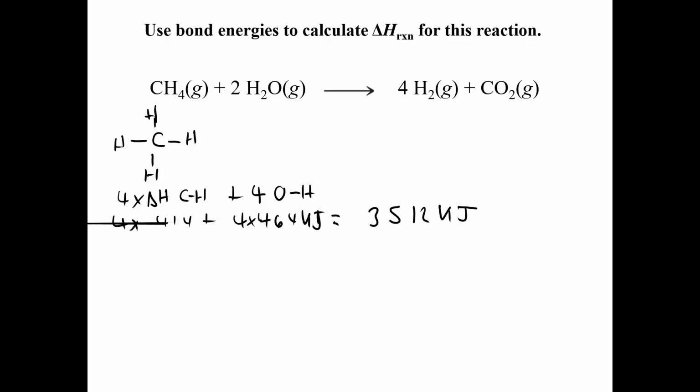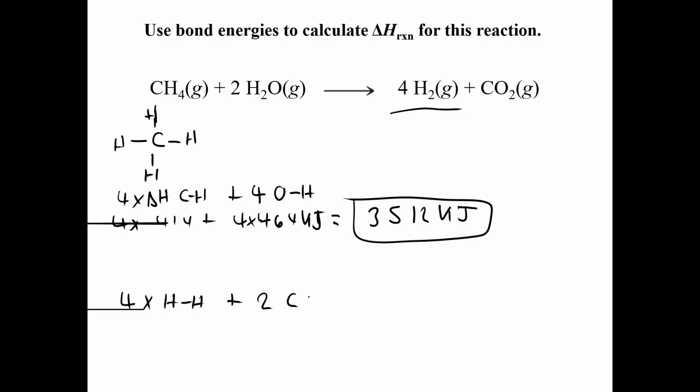So I have to stick in this much energy to break those 8 bonds. And then when I reassemble it, I make 4 hydrogen-hydrogen bonds. So 4 times HH, and I make 2 carbon-oxygen double bonds, right? So you need to remember that carbon dioxide is this, and that there are double bonds, not single bonds. So there's a difference here, right?